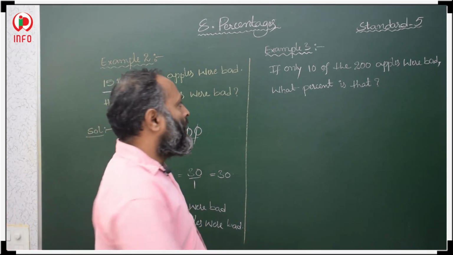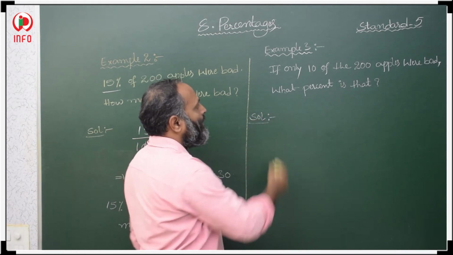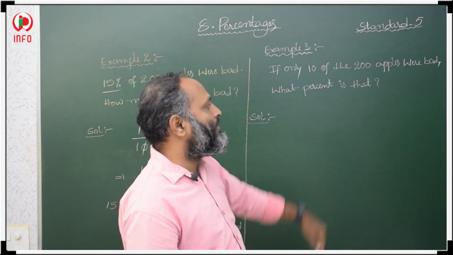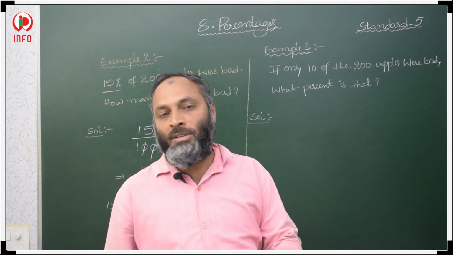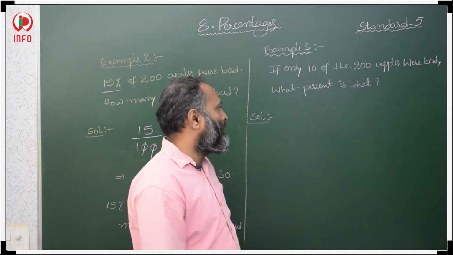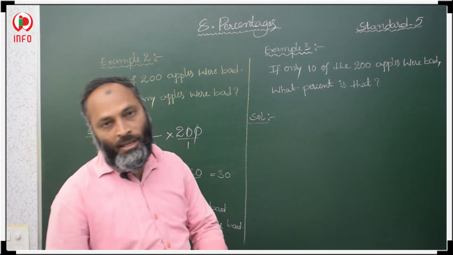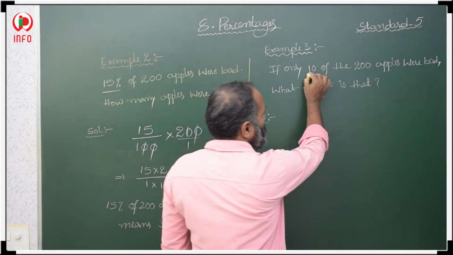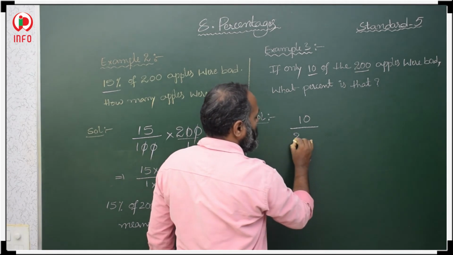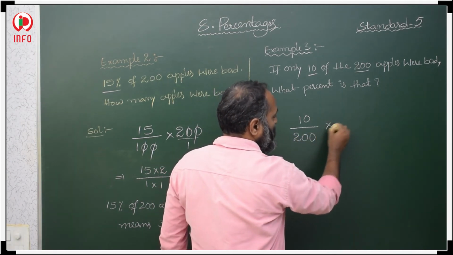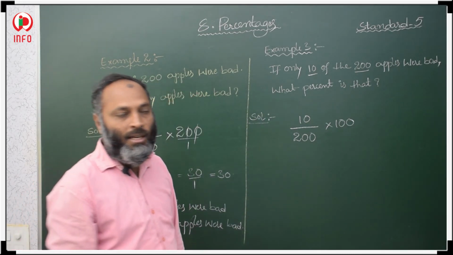Now in example three, only 10 of 200 apples were bad. The number of bad apples given is 10. 10 apples in 200 are bad. Then what percent is bad? See here how to convert this into a percentage. First, 10 bad apples by the total apples, into percentage, which is 100.